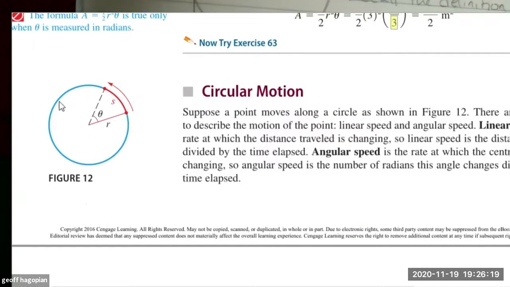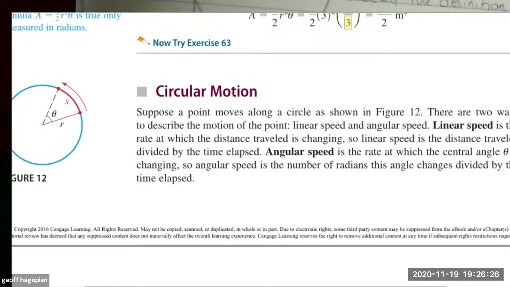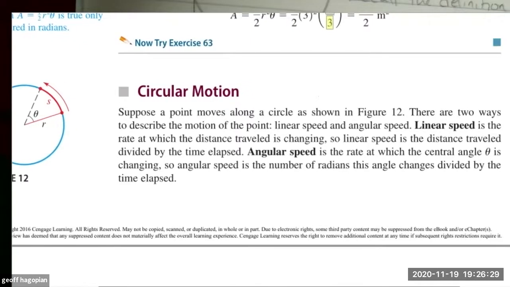So you're going around and around a circle. There are two ways to describe the motion of the point, the rate at which the distance traveled is changing. We've got the linear speed, right? That's meters per second or miles per hour or something like that. So that's the rate at which the distance traveled is changing. The linear speed is distance traveled divided by time elapsed.